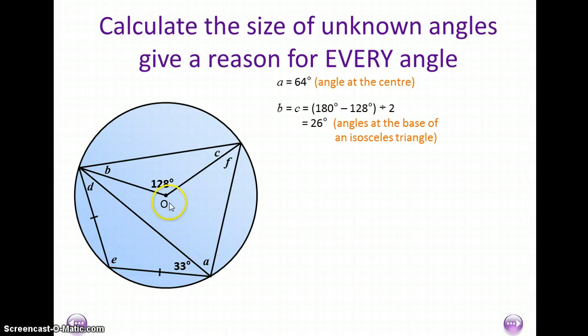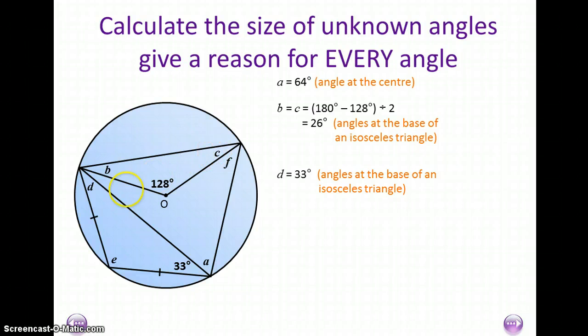Angle B is 26 degrees. Once again, we have an isosceles triangle. Radius, radius. So if that's 128 degrees, you've got 26 degrees there, and you must have 26 degrees there.